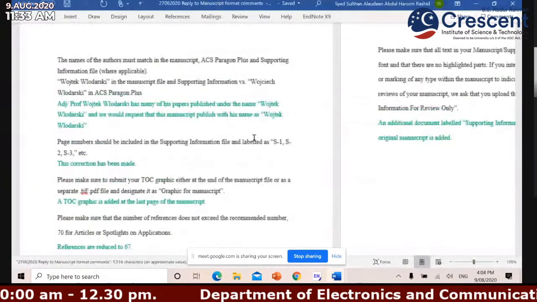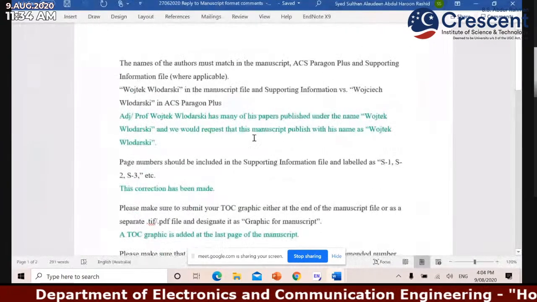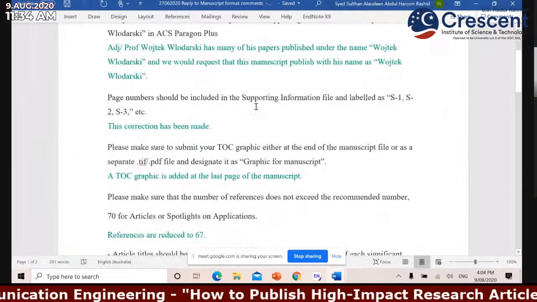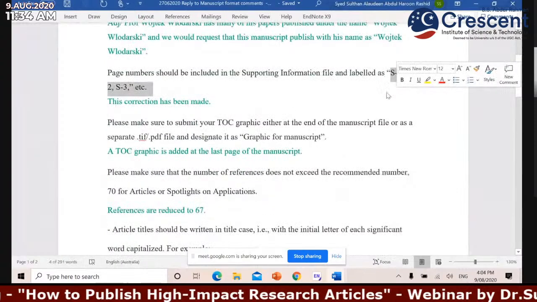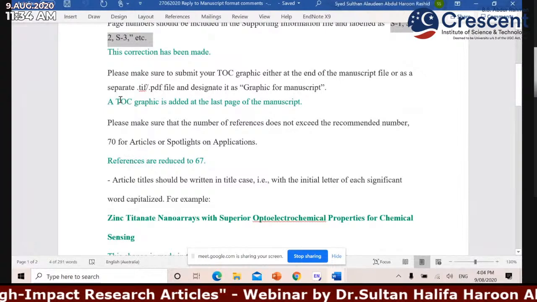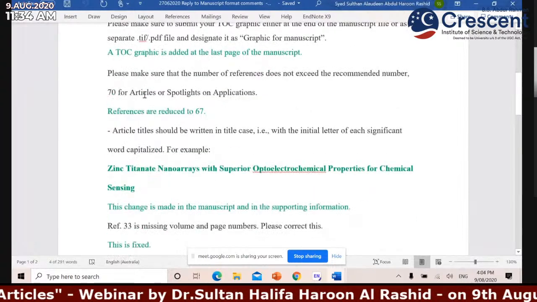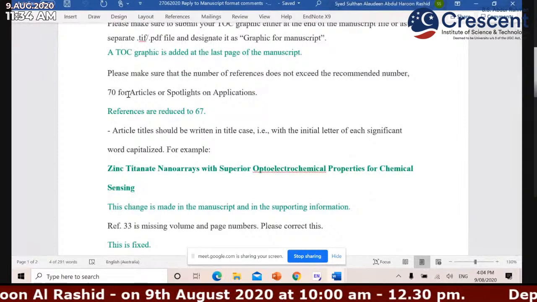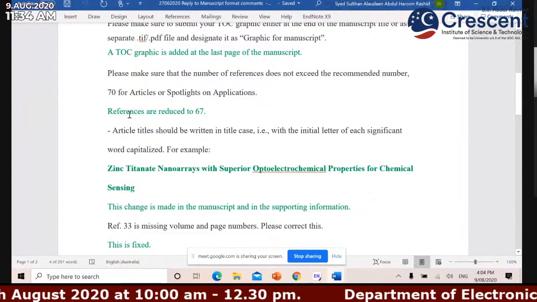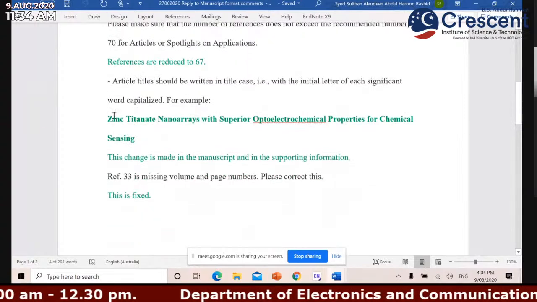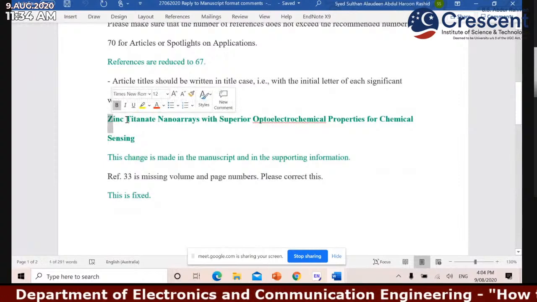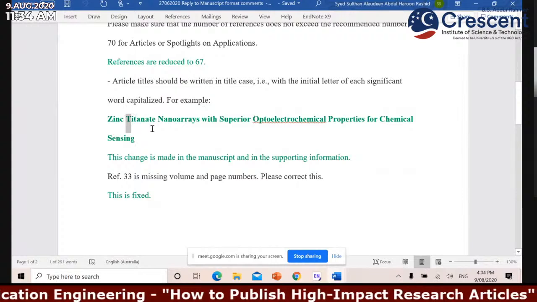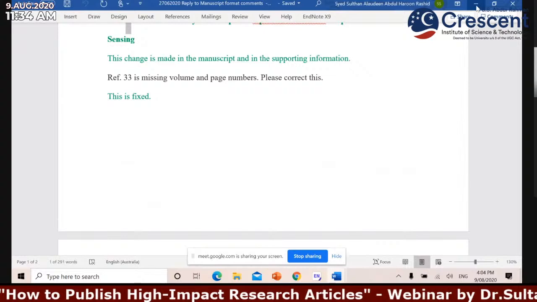Okay, this one, the reviewer said there is a spelling mistake in one of your authors' names. I told him that I have corrected that. And they said, you have labeled wrong. I said, I have corrected that. He asked for a table of contents graphic. I've added that. And he asked me to reduce your references. I had like 100 references. He told me to reduce it to below 70. I said the references are reduced to 67. And he asked me to change the title, the first letter of every word of my title to capital. I did that. So formatting is different. That's one document.